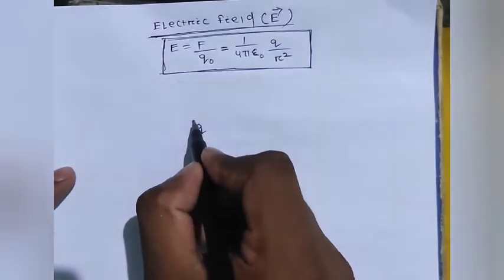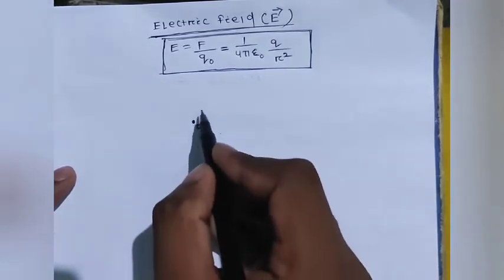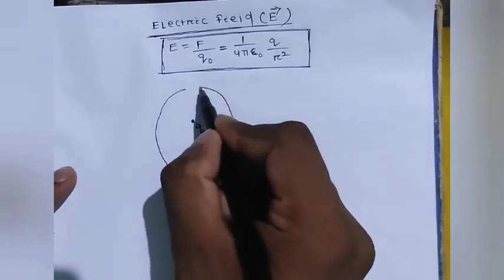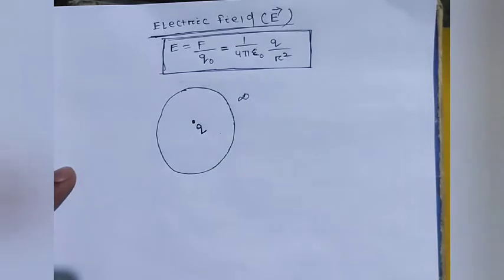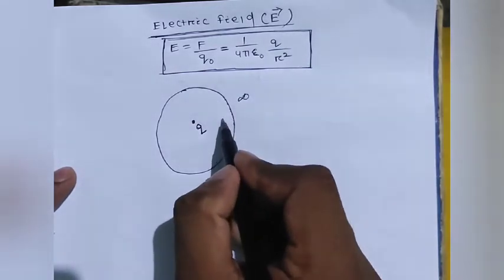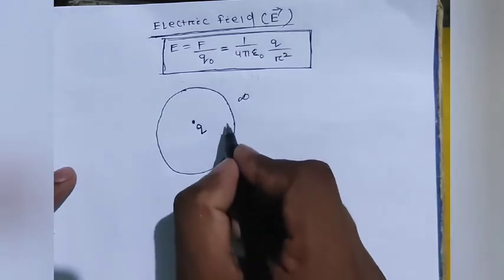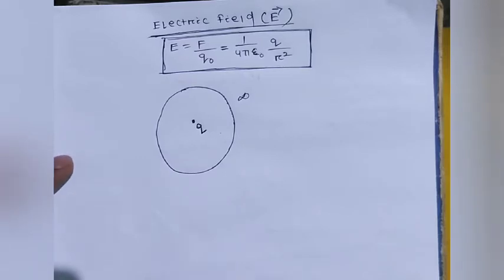So if this is my point charge Q, then around this charge there will be an electric field. Theoretically it can extend up to infinity. So any charge, if it comes inside the region of this electric field, then it will experience a force. So that is called the electric field region. Then what will be the value of electric field at a point?